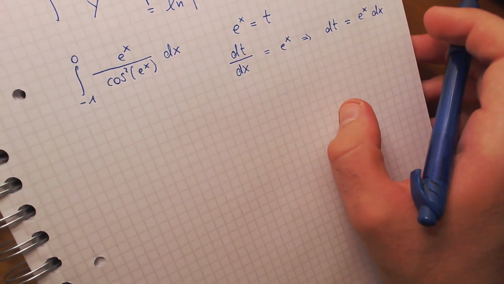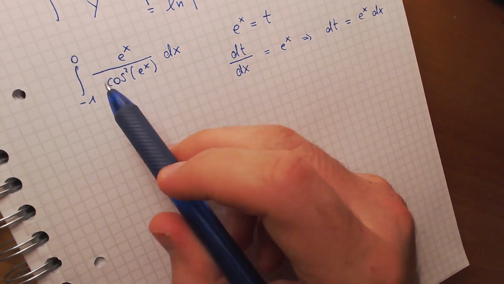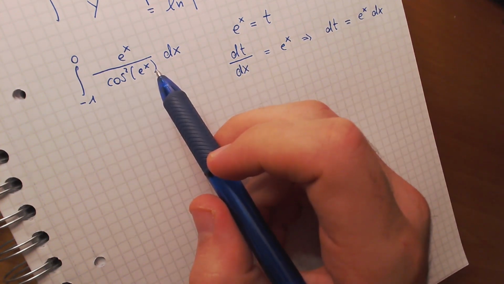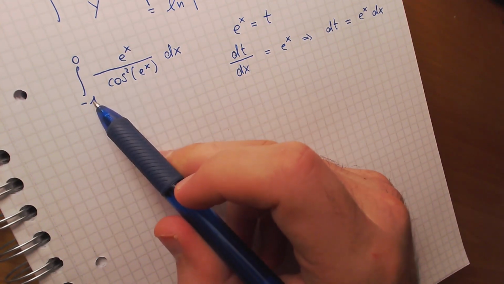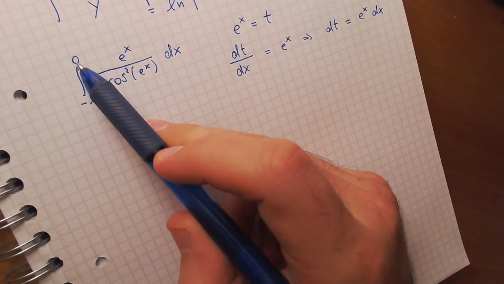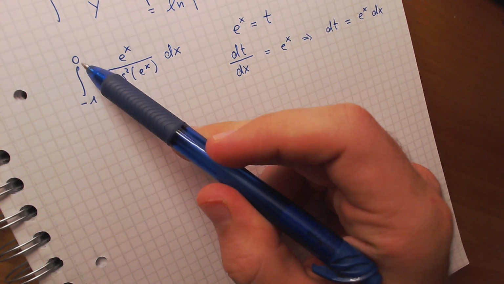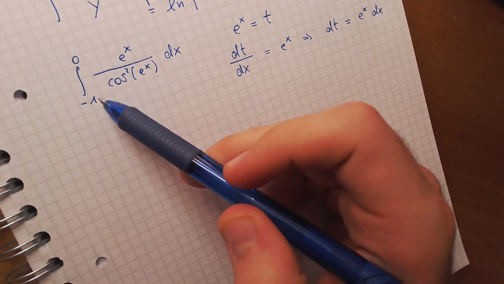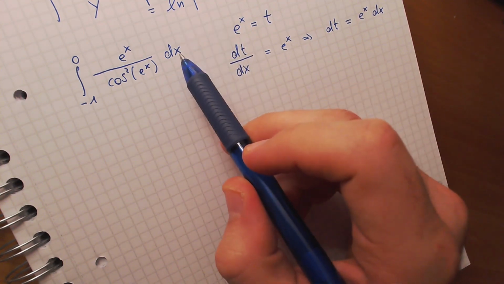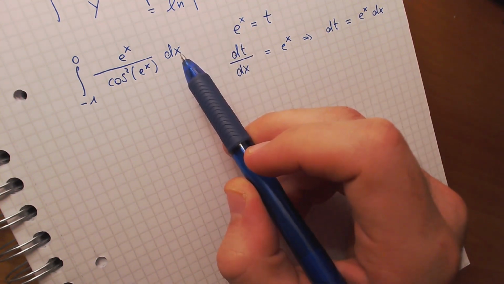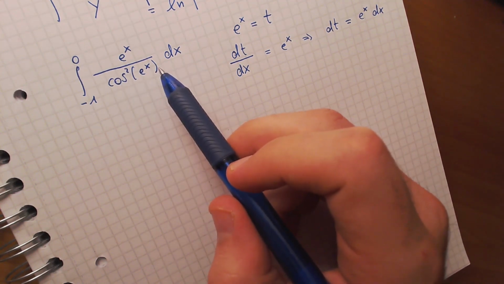Okay, so as last step, since this integral is definite, we also have to transform the limits of the integral. Since these limits, -1 and 0, refer to the old variable, so they refer to x. But now we are transforming the integral in terms of t.